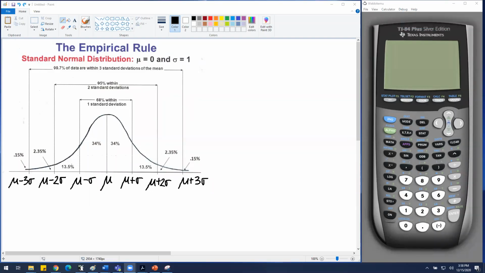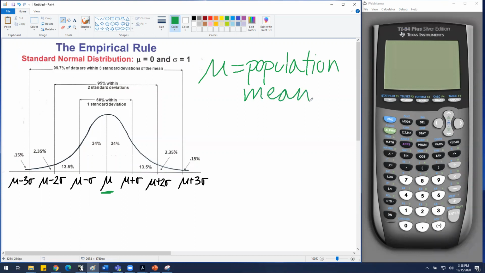Hello everyone. Today I'm going to explain how to use the empirical rule from a normal distribution curve. So centered in the middle is your population mean, mu. And you increase on the right side every time by a standard deviation, sigma.